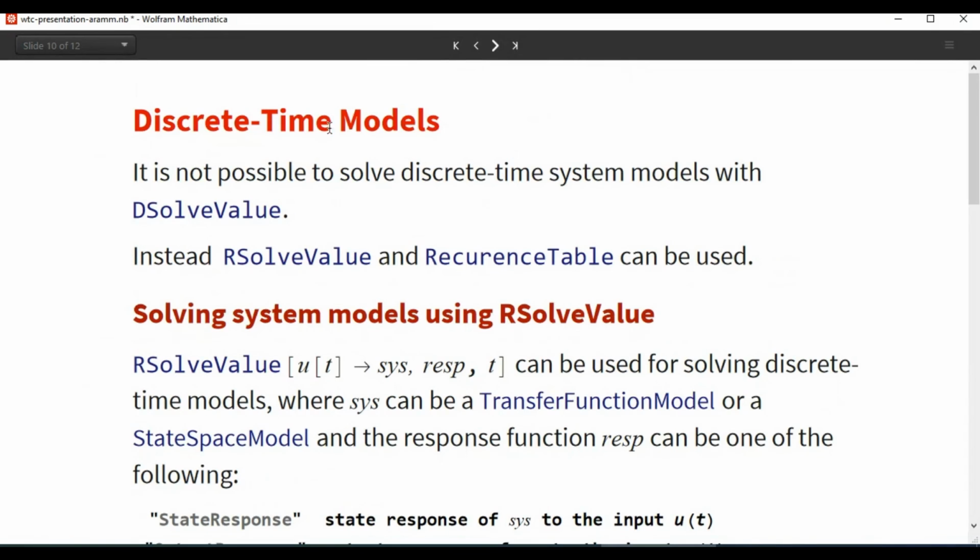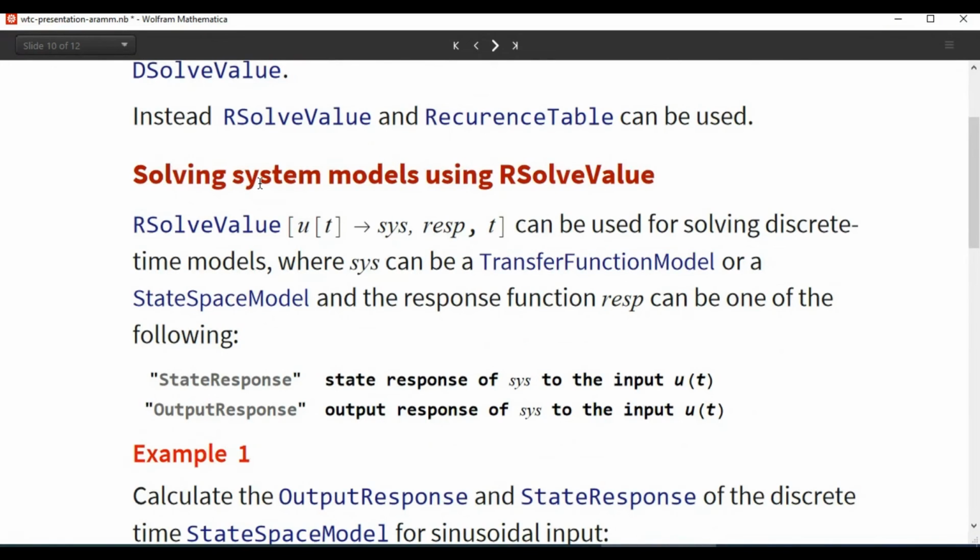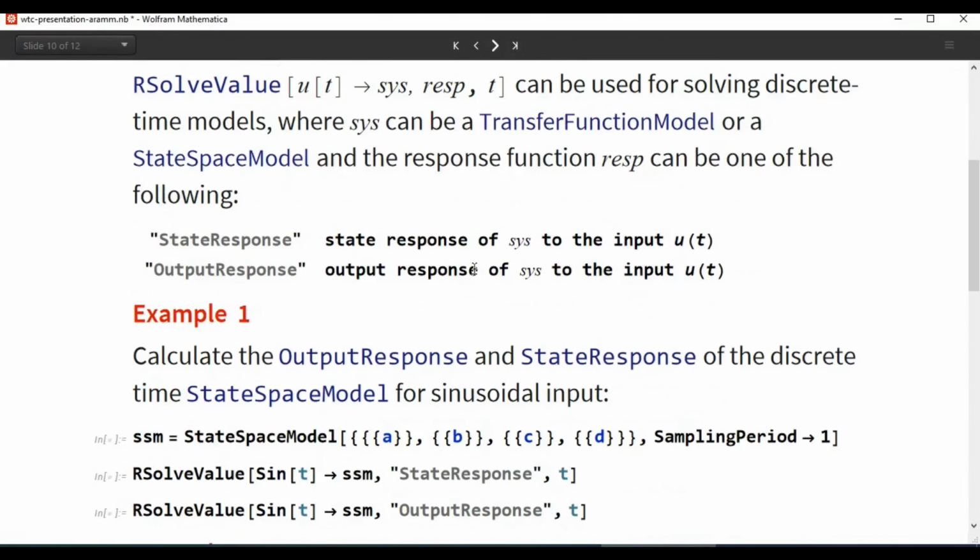And finally, I want to speak a little bit about discrete time models. It is not possible to solve discrete time system models with DSolveValue because we cannot use discrete variables inside DSolveValue. Instead, we can use RSolveValue and RecurrenceTable functions. If we want to solve system models using RSolveValue, here is the design. It's very similar to DSolveValue. We write RSolveValue, input function goes to discrete time system and response, which is a string, and time. And the response here again can have only two values, state response and output response.